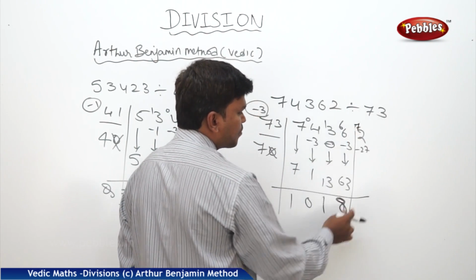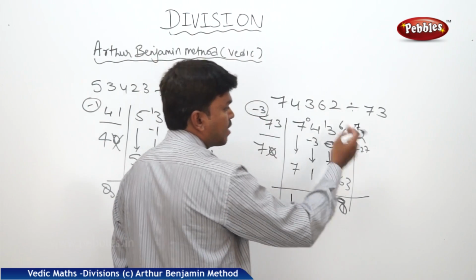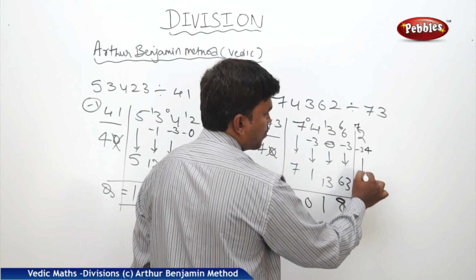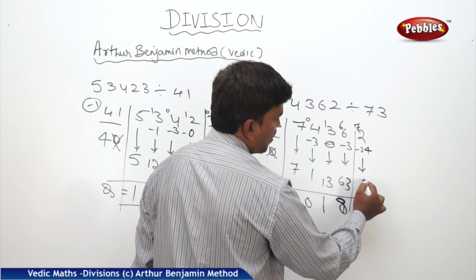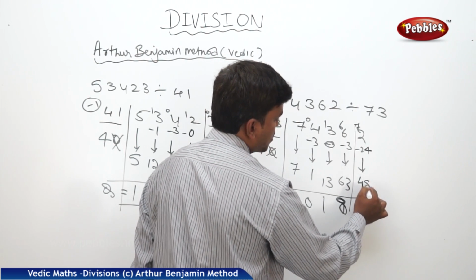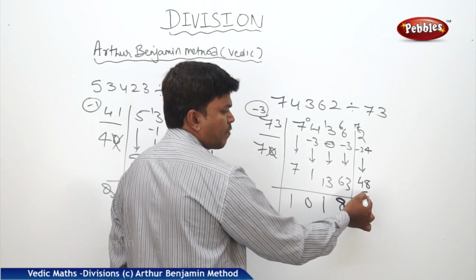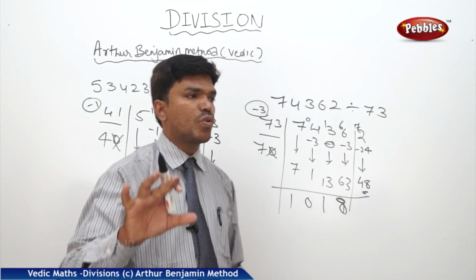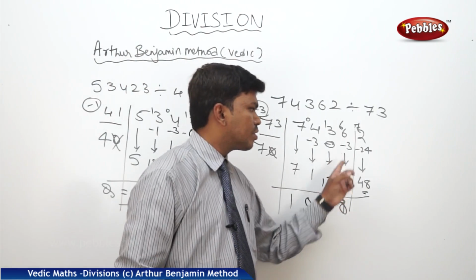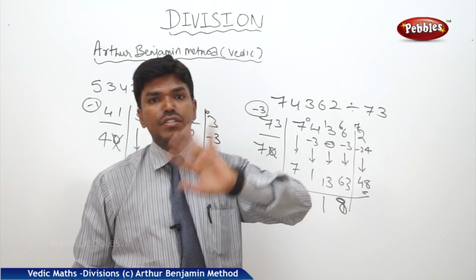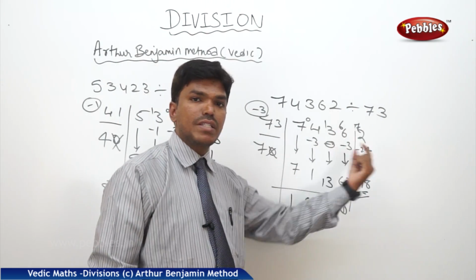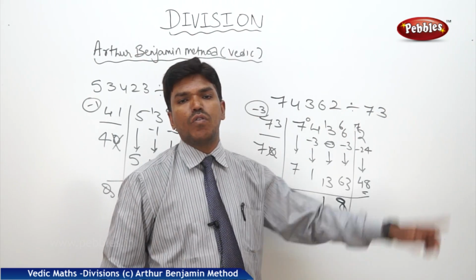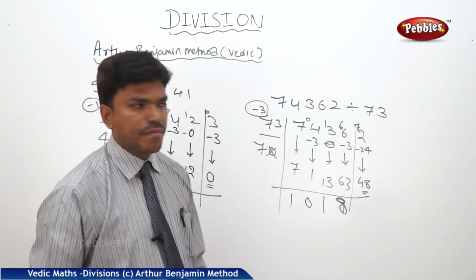7. Now 8 into minus 3, minus 24. Everything will change. So 72 minus 24, how much? 5 by 4, 2 plus 6, 8. So 48 will be my final remainder. Remember, the problem with the negative complement is that sometimes subtraction is not possible. Then you have to go one step back, reduce the quotient figure by 1, then again go for the process.